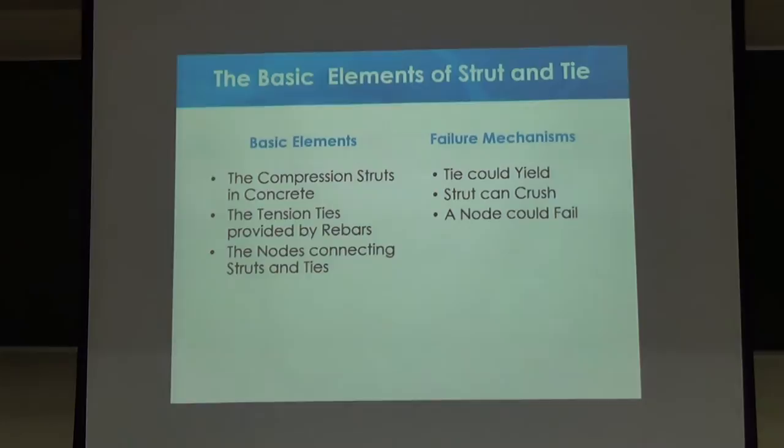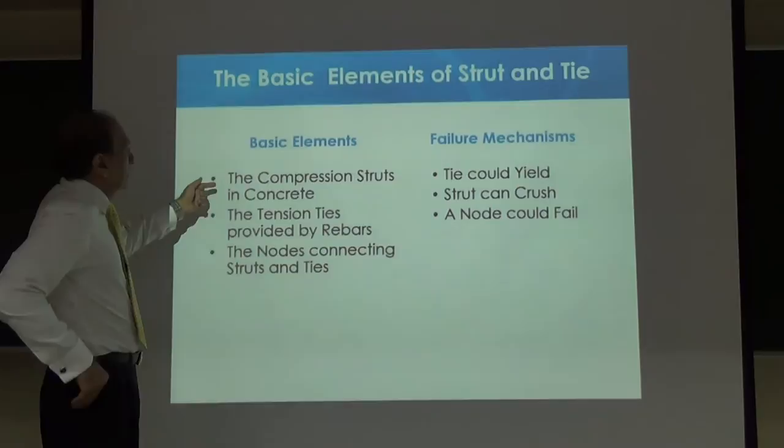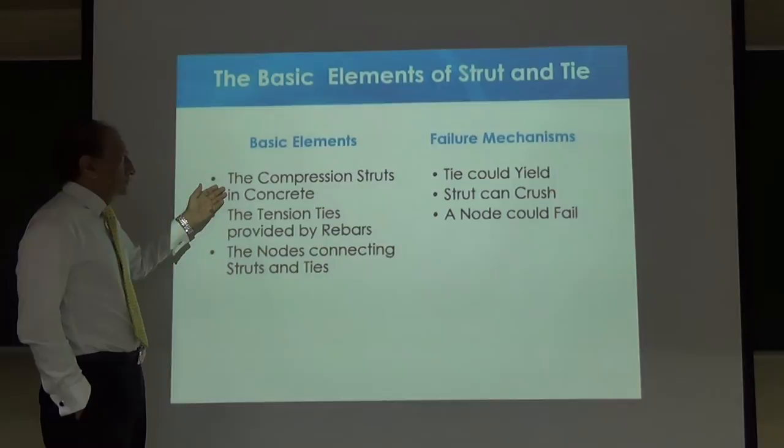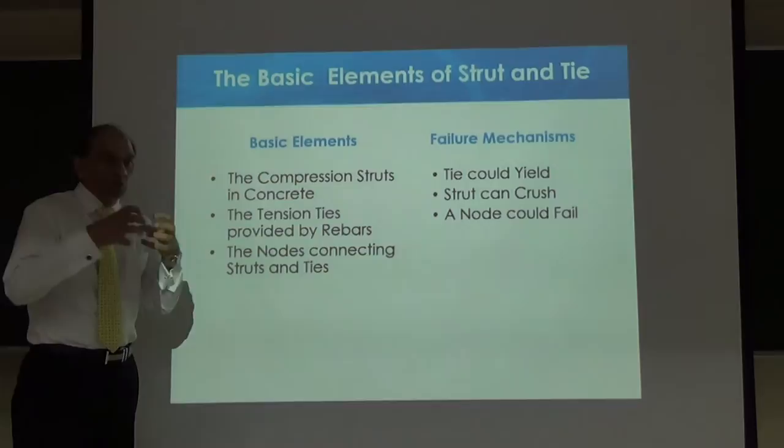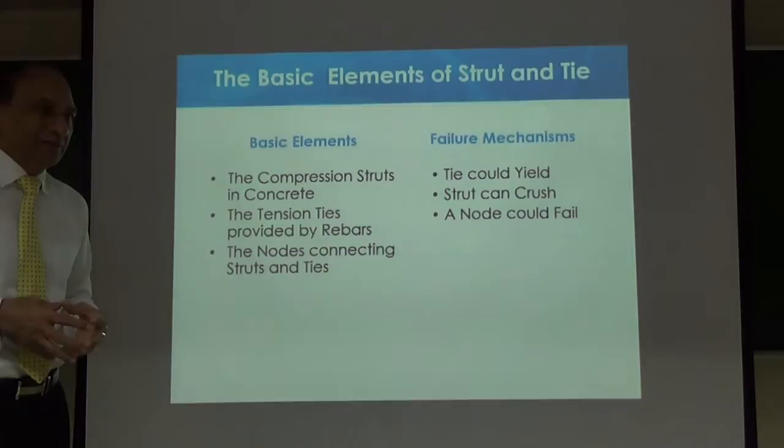So what are the possible failure mechanisms for a strut and tie model? Number one, compression struts, they fail in compression, right? Or the ties fail in tension, or the joints crush or fail, right? So when you design, you need to make sure that none of this happens, one by one.